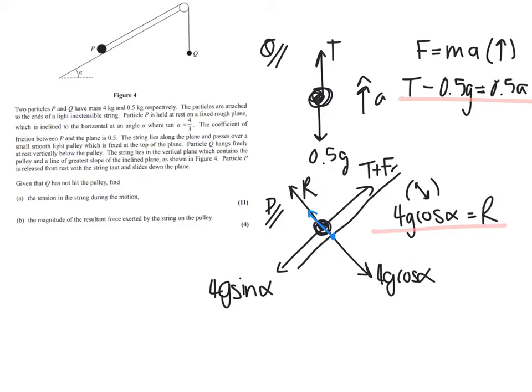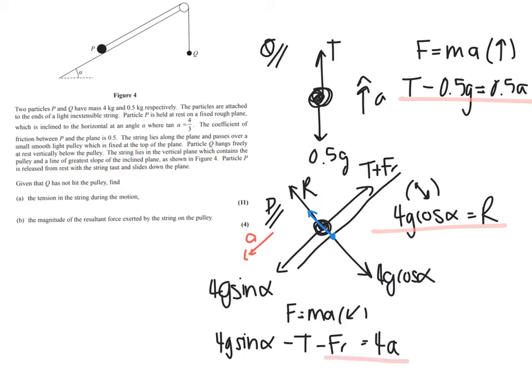There is another equation that we can create in P. This particle is moving down the slope, which means that we can apply F equals ma, and our positive direction will be down the slope. So we've got 4g sine alpha trying to drag it down the slope. Tension is slowing it down. Friction is slowing it down. So those two should be as negatives. The mass is 4 and acceleration we don't know. There is a third equation. Now hopefully we've got enough information to be able to solve this problem.